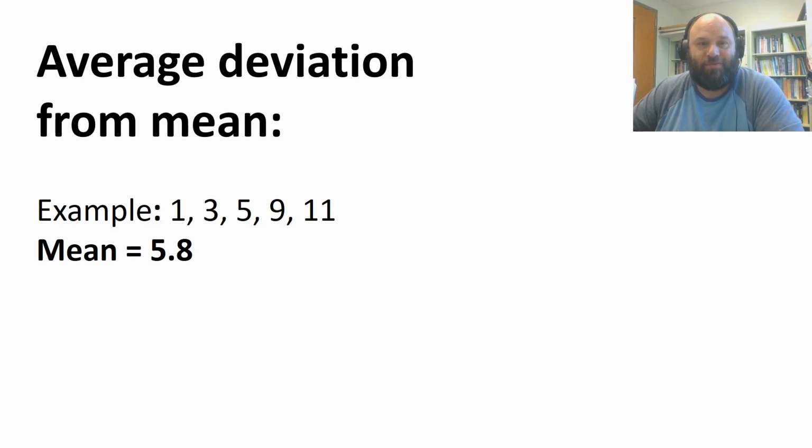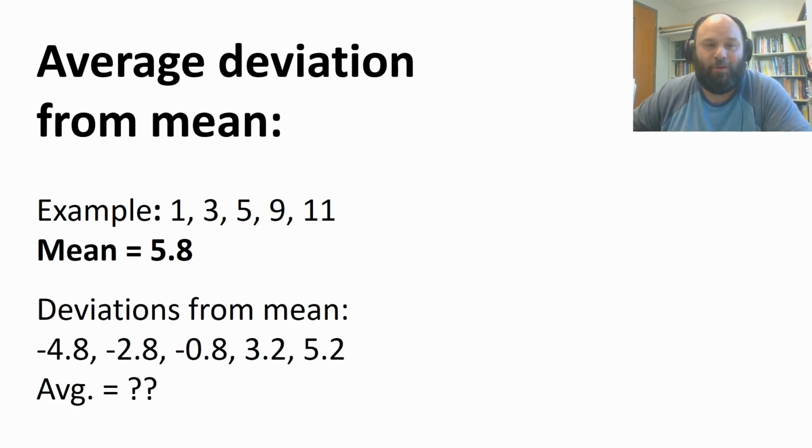So let's just look at a very simple example. We have the numbers 1, 3, 5, 9, and 11. Their mean, in the sense of their ordinary arithmetic mean, is 5.8. So how far on average are each of these numbers from 5.8? Well, we subtract each of them. 1 minus 5.8 is negative 4.8. 3 minus 5.8 is negative 2.8, and so on. This gives us how far apart each of the five observations are from the mean of 5.8.